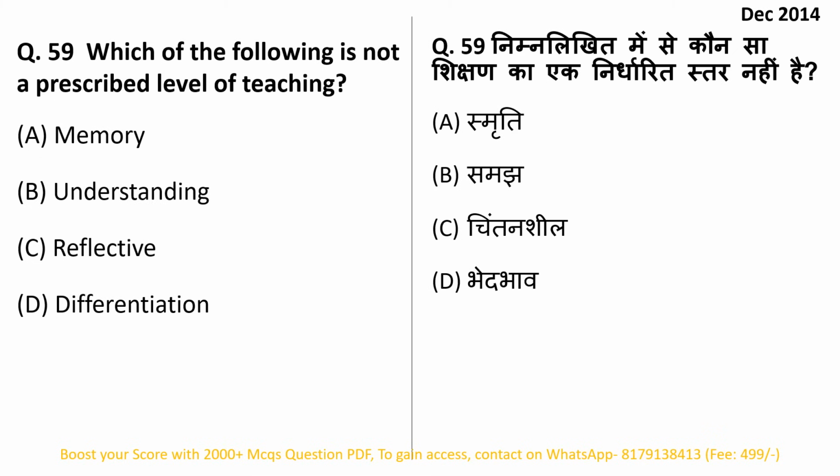Which of the following is not a prescribed level of teaching? Memory, understanding, reflective, or differentiation? The right answer is option D, differentiation, because memory level, understanding level, and reflective level are the three important levels of teaching. Memory being at the bottom, then comes understanding, and then comes reflective level.